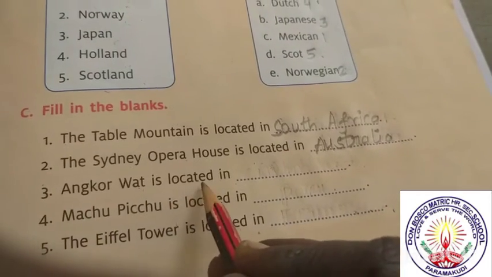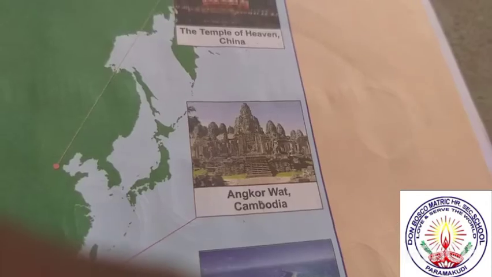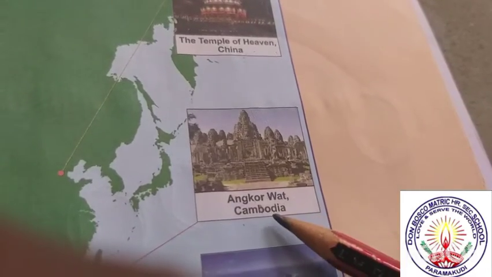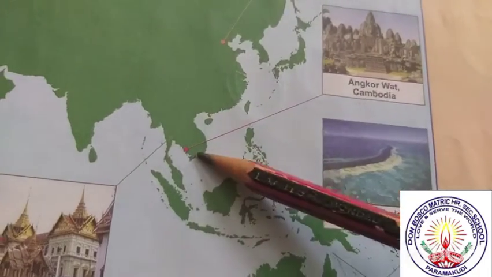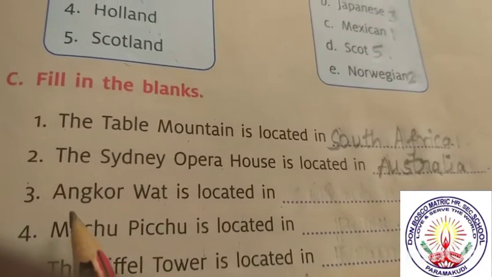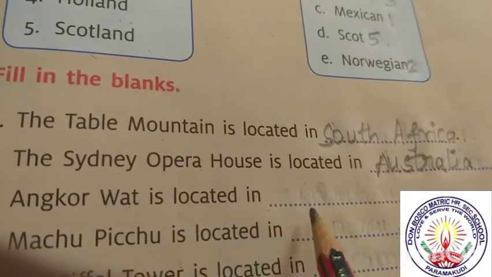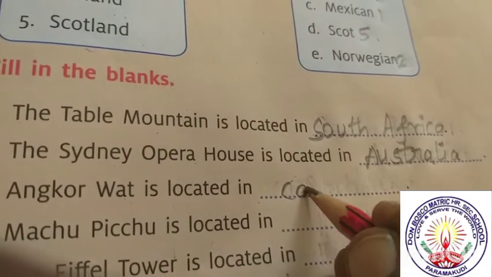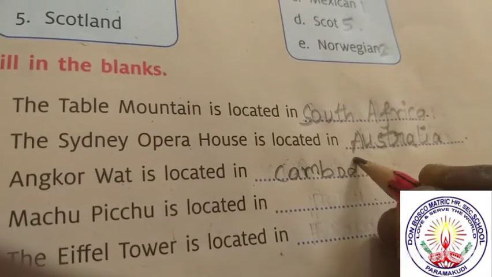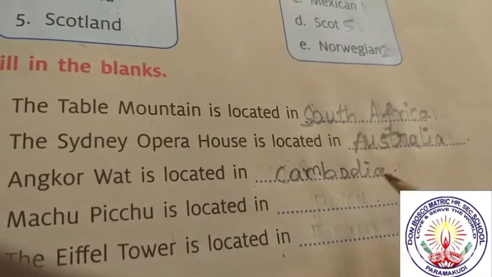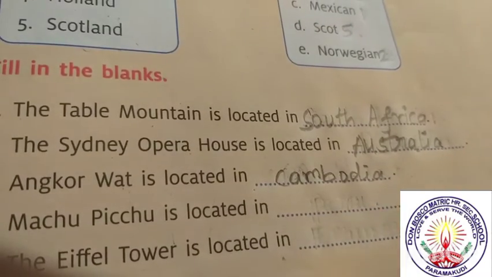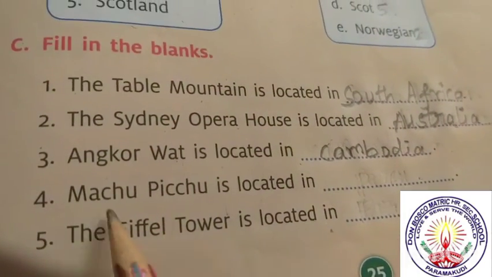And third one, the Angkor Wat is located in dash. Angkor Wat is located in Cambodia here. So we write, the Angkor Wat is located in Cambodia.